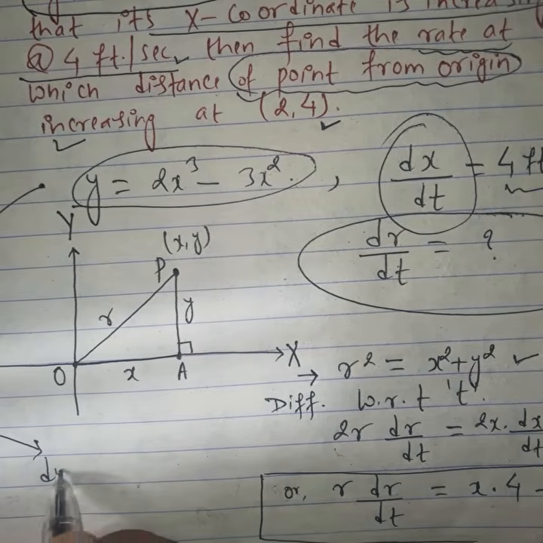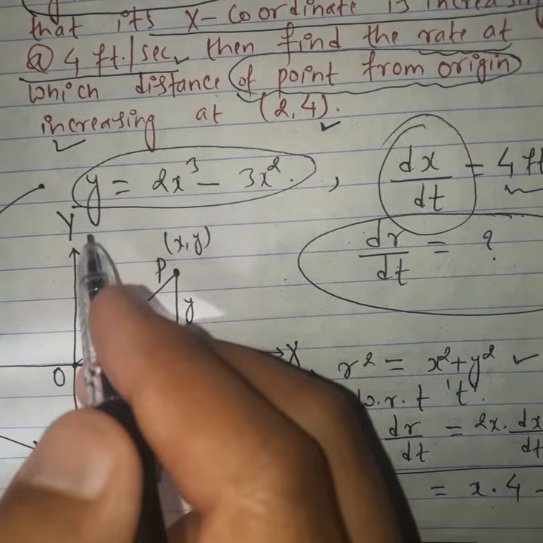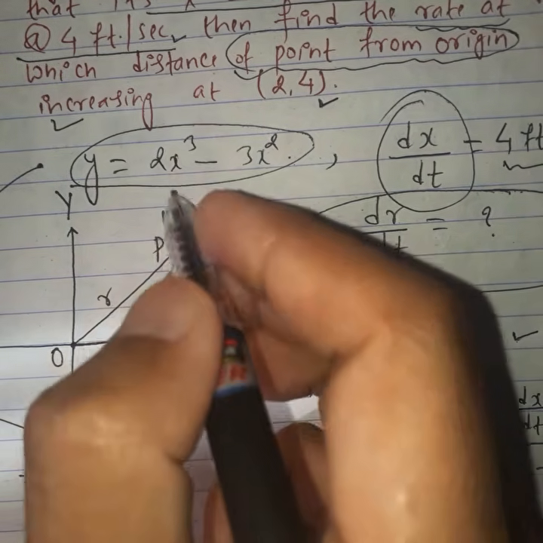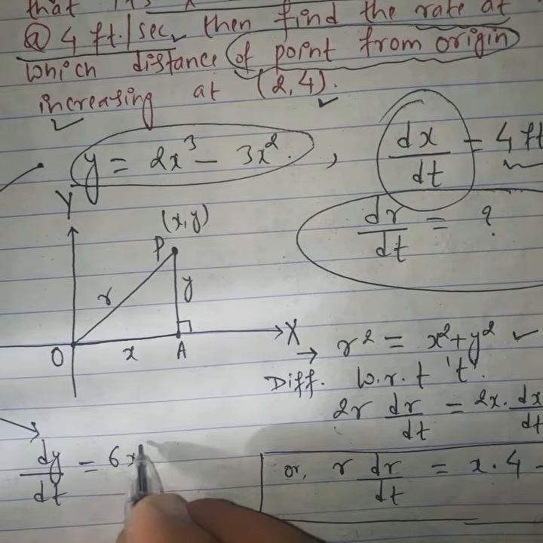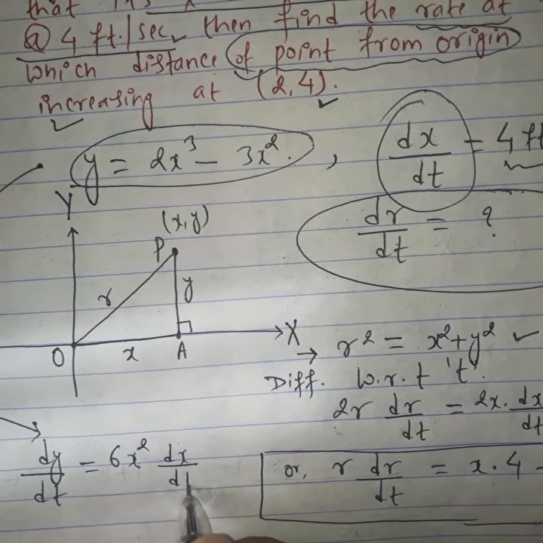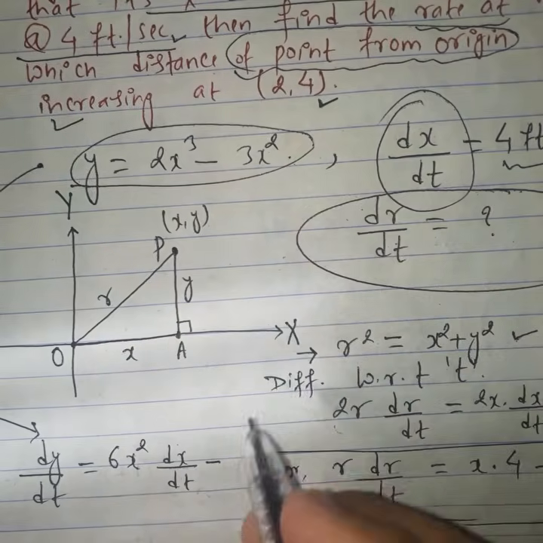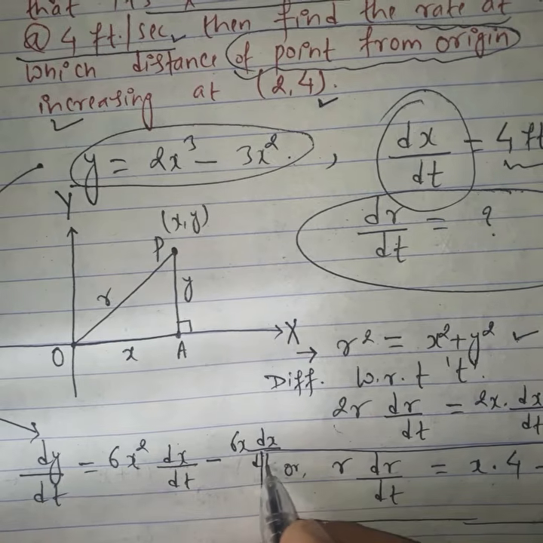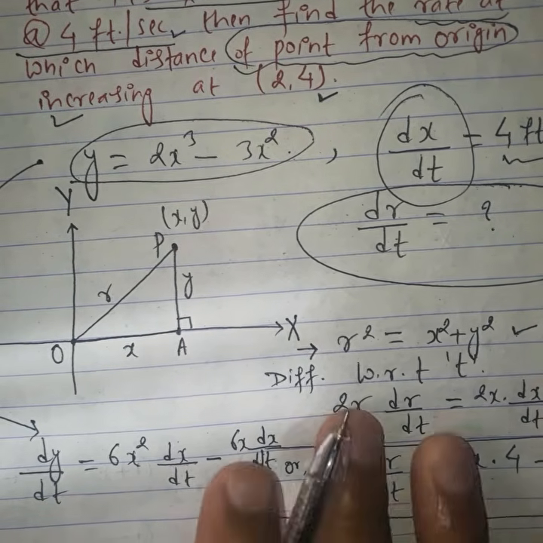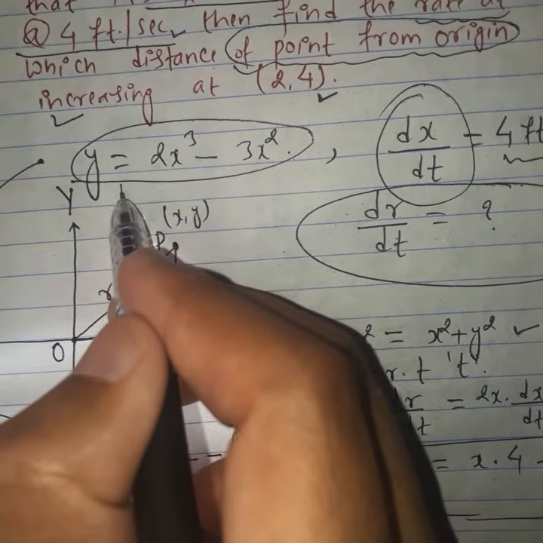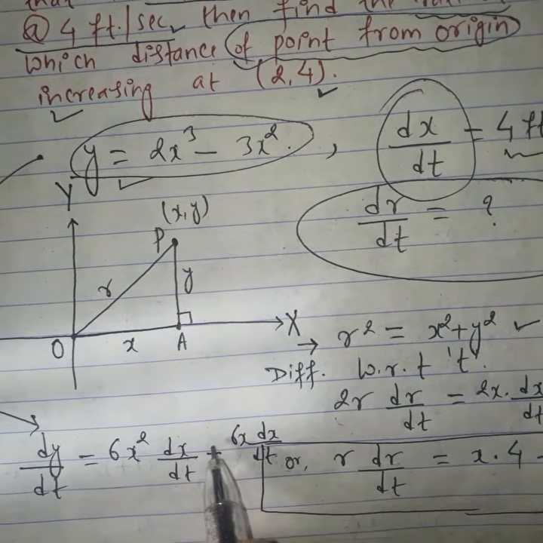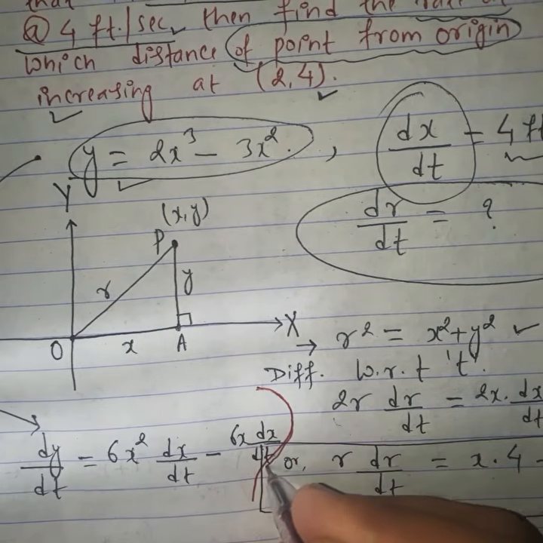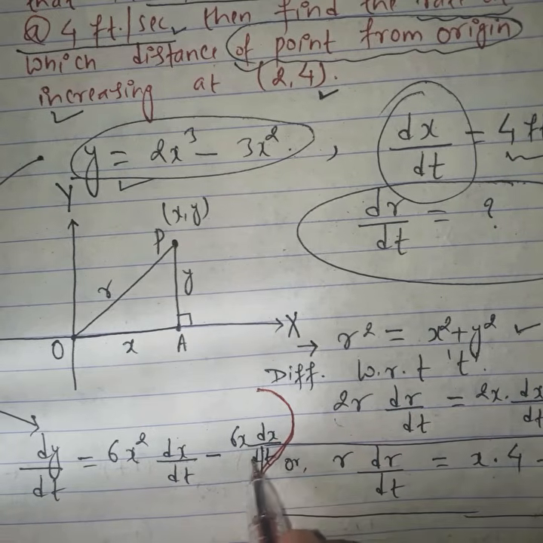I am going to differentiate this equation with respect to the time variable t. dy over dt equals 3 times 2 gives 6x square dx over dt minus, here is the same case, 6x dx over dt. Here we just differentiate this equation with respect to the variable t. This is 6x dx by dt.